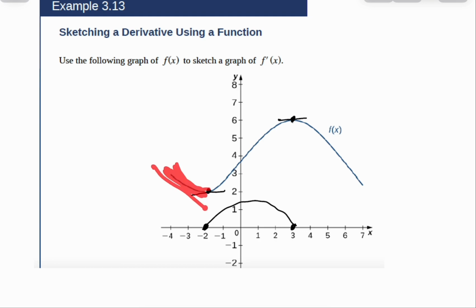See our tangent slopes, negative, because it's decreasing. Tangent slopes are negative because it's decreasing. So those would have to be under the graph. And so our derivative would look something like that.